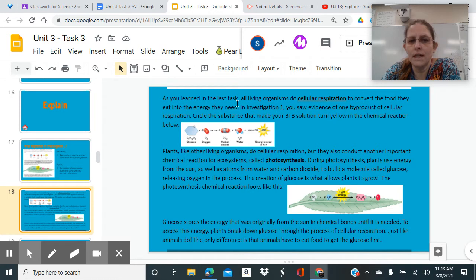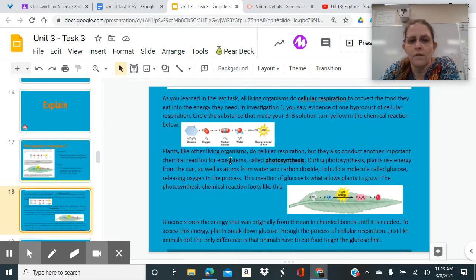So as you learned in the last task, all living organisms do cellular respiration. They convert the food that they eat into energy that they need. In investigation 1, you saw evidence of one byproduct of cellular respiration. So circle the substance that made your BTB solution turn yellow in the chemical reaction below. So that would be your carbon dioxide.